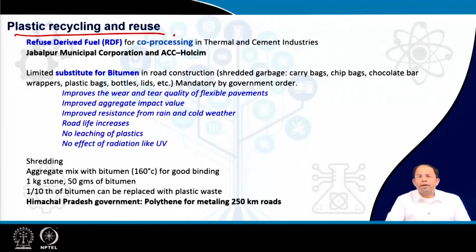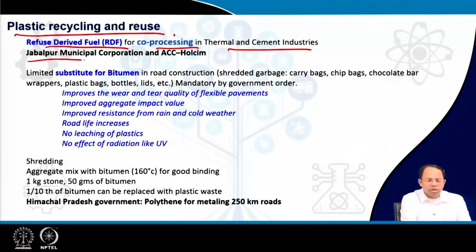The two primary reuses that we have discussed are refuse derived fuel or co-processing in thermal and cement industries. And if you remember from our earlier lecture, we have discussed the case study of Jabalpur Municipal Corporation and the SSC Holcim plant, where plastic waste is actually recycled or used as a refuse derived fuel. So we have done a detailed case study on that. The other is, it could be a substitute for bitumen in road construction.